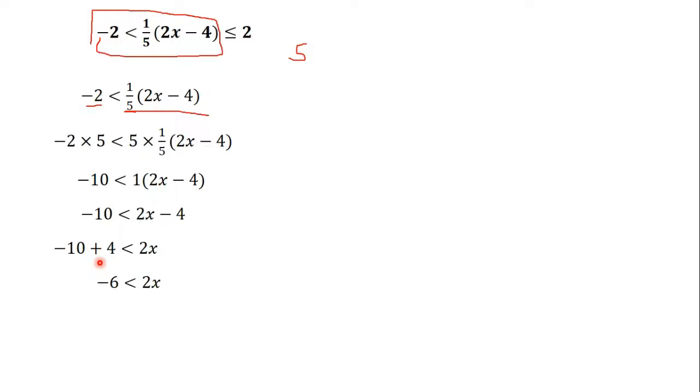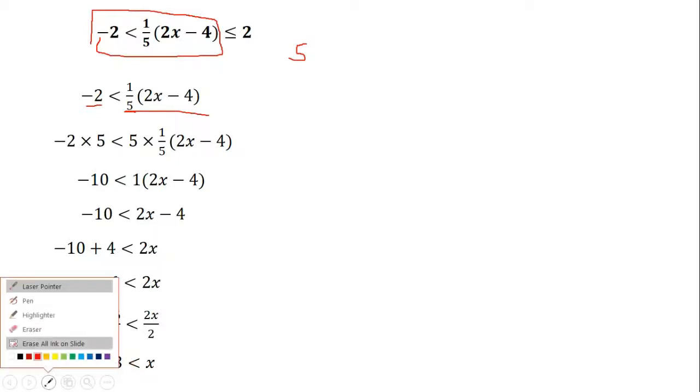It's less than 2x. What do you do here? We divide through by the number attached to the variable. The number attached to the variable is 2. So we divide minus 6 by 2 and we divide 2x by 2. Minus 6 divided by 2 gives us minus 3. 2x divided by 2 gives us x. So minus 3 is less than x, or x is greater than minus 3. So we've solved the first part of the inequality.